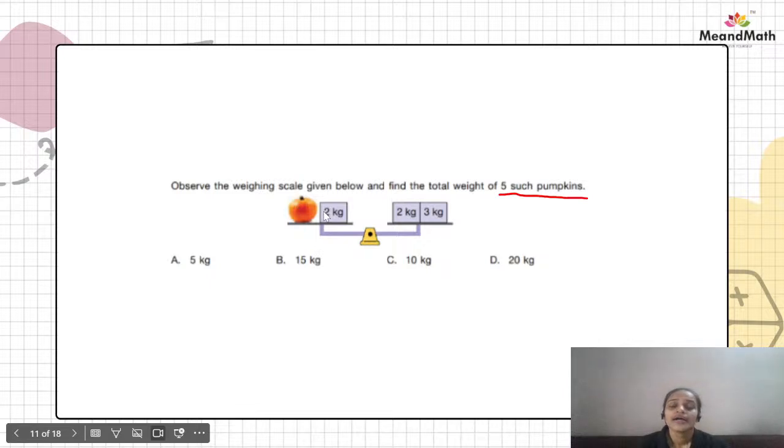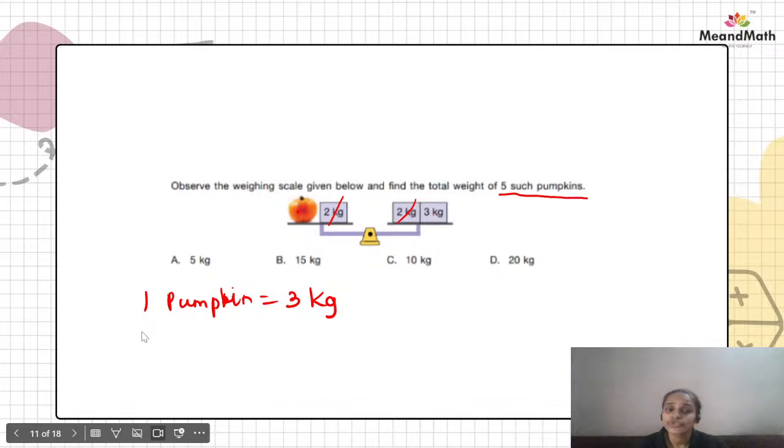Okay, here there is a pumpkin and 2 kg, and here 2 kg and 3 kg. So the 2 kg weights are balanced. What is left is 3 kg here and the pumpkin here. So it quite obviously shows that the weight of the pumpkin is equal to 3 kgs. Right? One pumpkin is equal to 3 kgs.